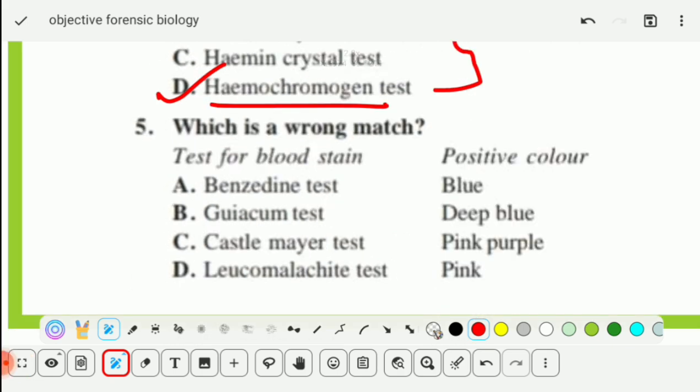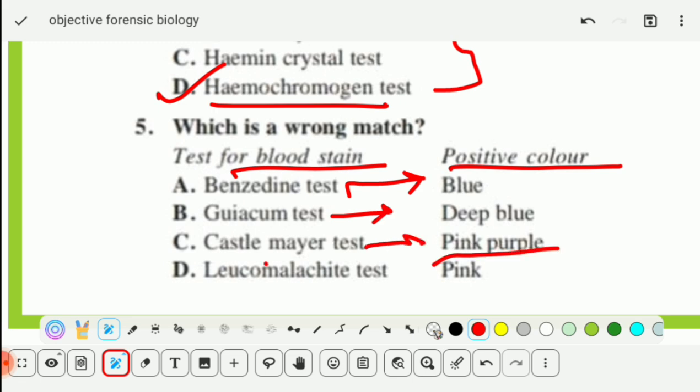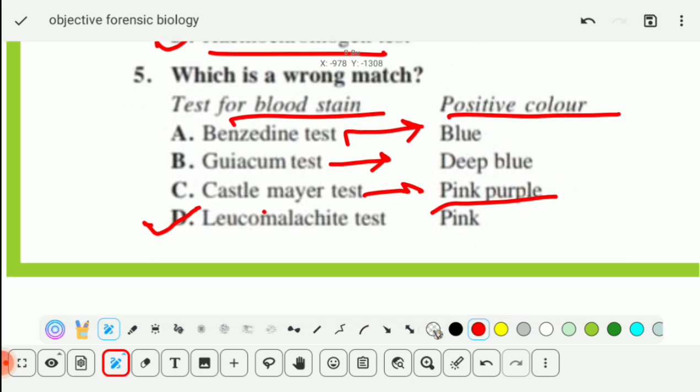Now, which of the following is wrongly matched? Here's the test and here are the colors that could possibly be obtained from the respective test. Benzidine test yields blue color, Guaiacum test gives deep blue color, that is true as well, and here you will get pink needle shaped crystals in the Casimir test. But here's the twist, for leucomalachite green you won't get pink color, you would get a bluish to green color.